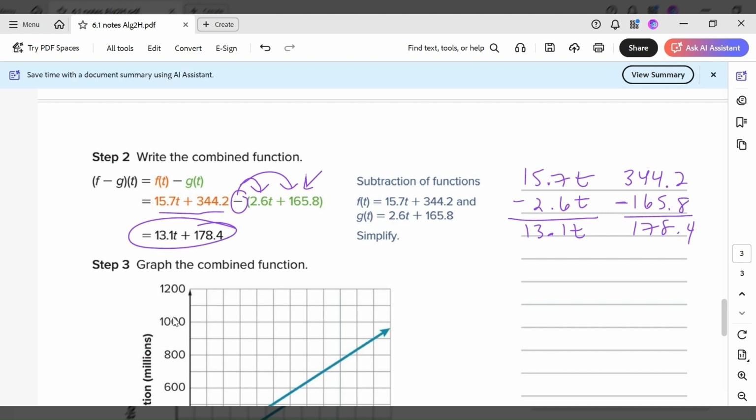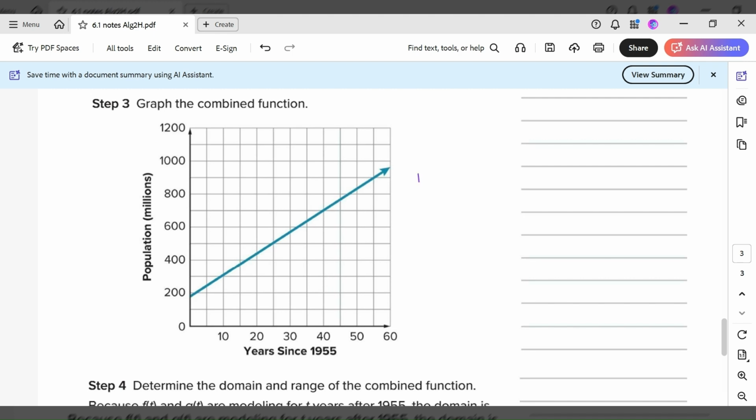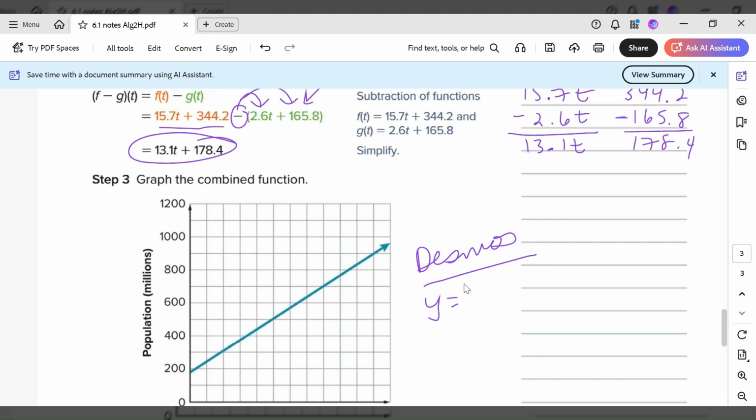When it asks us to graph the function, in this instance, I would use Desmos and type in y equals our equation that we just came up with, but instead of a t, in Desmos, you're going to write 13.1x plus 178.4. Remember, Desmos tends to work more in x's and y's, so for graphing purposes, that's what you would use.